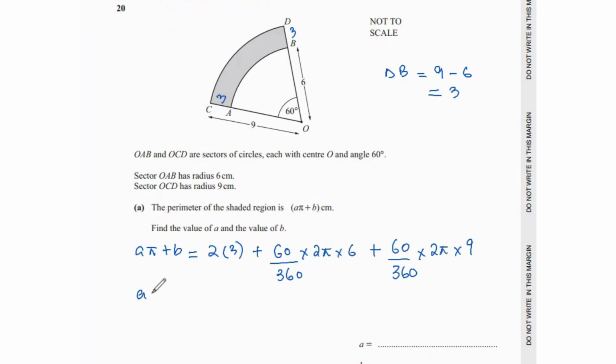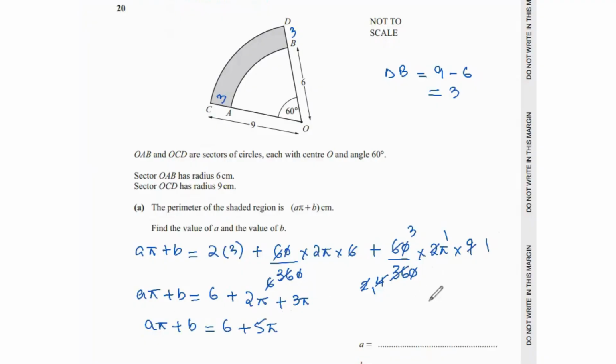So let's simplify this. A pi plus B equals 6 plus, the zeros get cancelled out. 6 gets cancelled out, that's 6. Then again 6 gets cancelled out, so that's 2 pi. Zeros get cancelled out. 9 ones are 9. This becomes 4. 2 becomes 1. This becomes 2. 2, 1, and that's 3. Plus 3 pi. So A pi plus B is the same as 6 plus 5 pi. So A is 5 and B is 6. These are your answers.